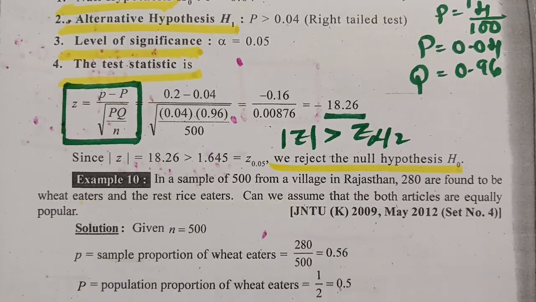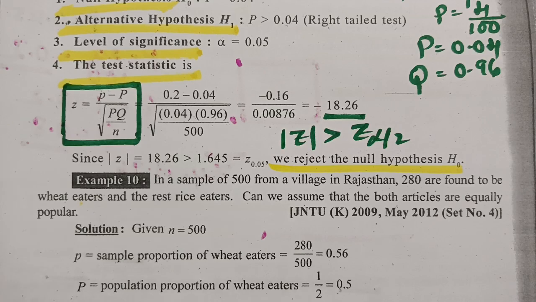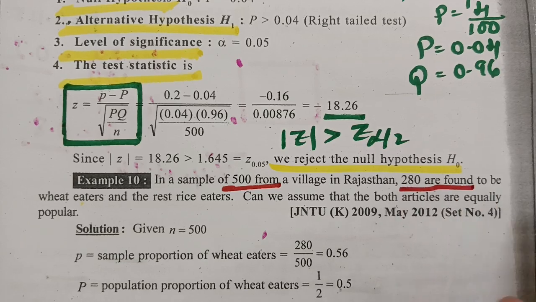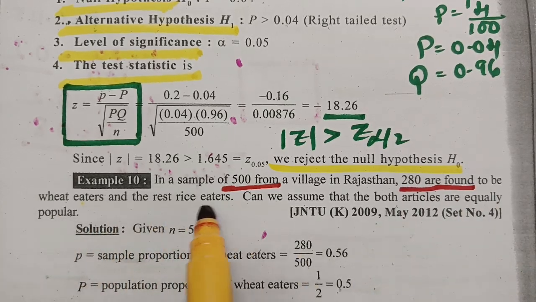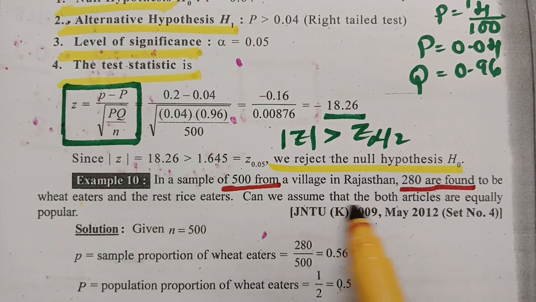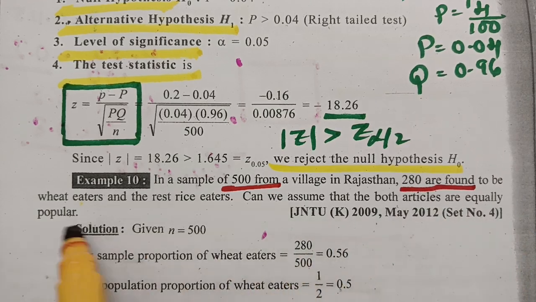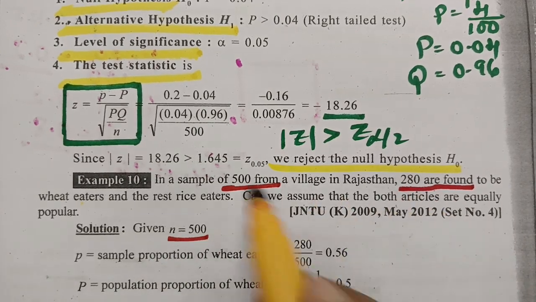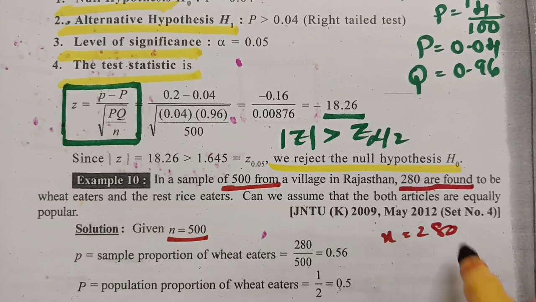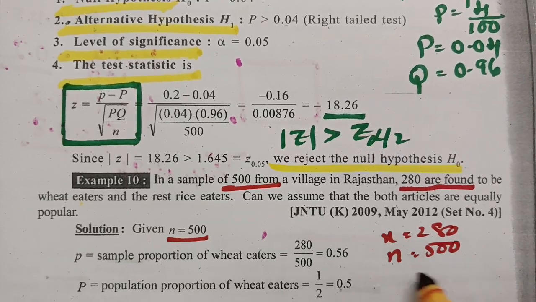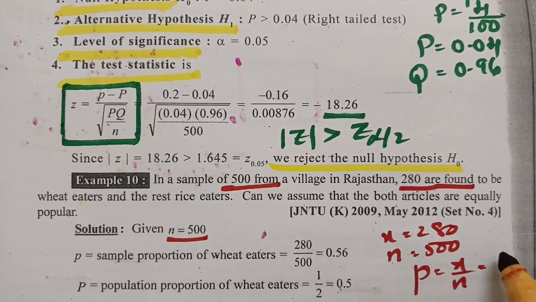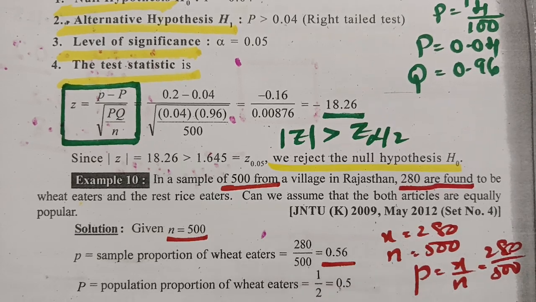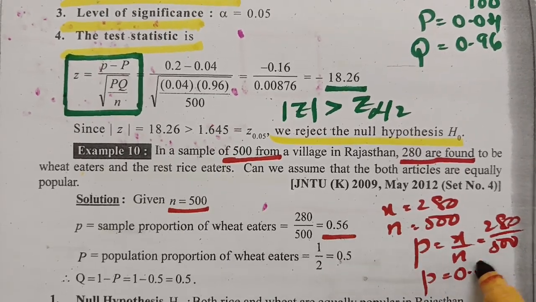And the 10th question here is, in a sample of 500 from a village in Rajasthan, 280 are found to be wheat eaters and the rest are rice eaters. Can you assume that both the articles are equally popular? Here n value is equal to 500. Small p is equal to x by n, where x is equal to 280 and n is equal to 500. So 280 by 500, and the small p value is equal to 0.56.